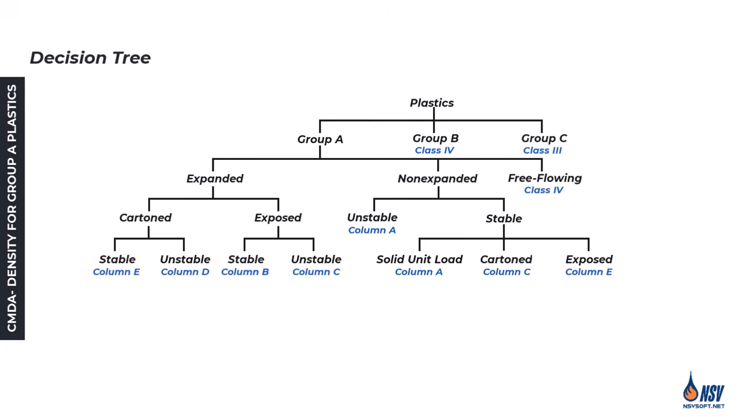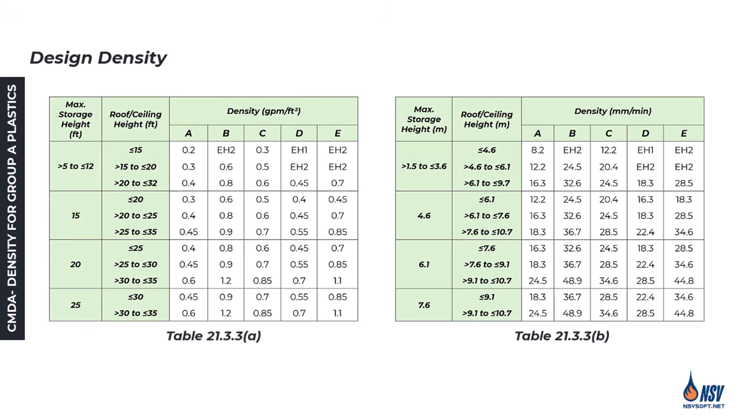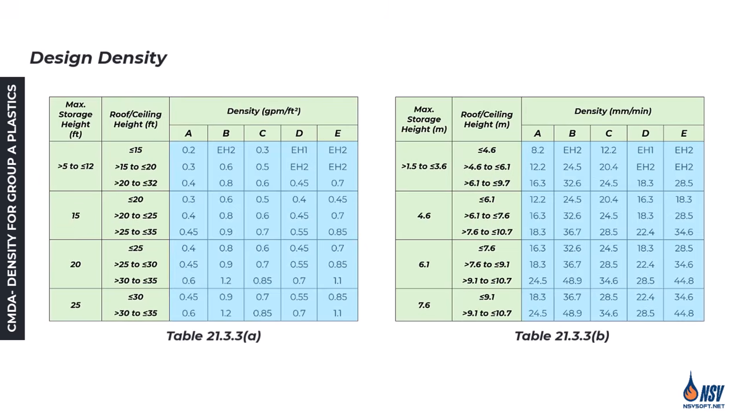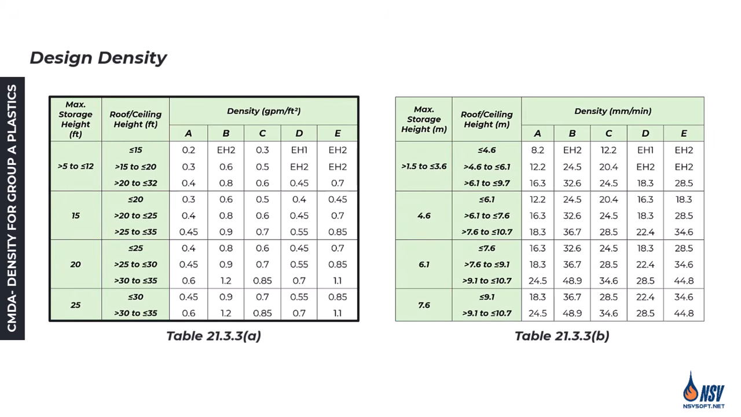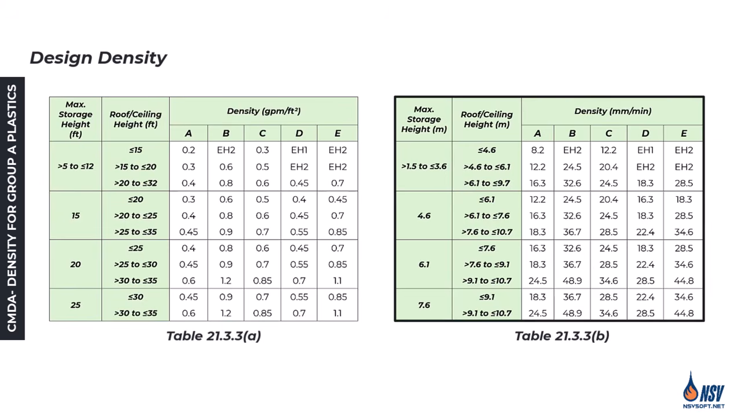Now that we understand the decision tree logic, we will apply it to our system design. Every unique path on the flowchart corresponds to a specific column designation in tables 21.3.3A and 21.3.3B, which define the minimum required density as a function of the maximum storage height and ceiling height. Table 21.3.3A provides these parameters in imperial units, while Table 21.3.3B provides them in metric equivalents.